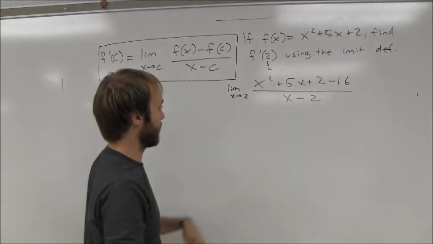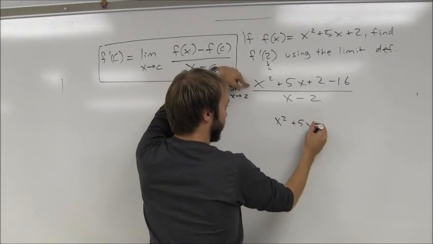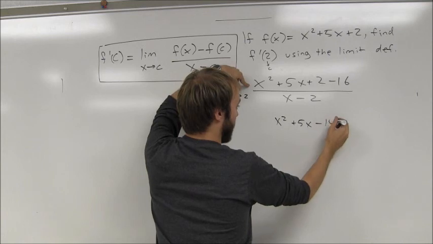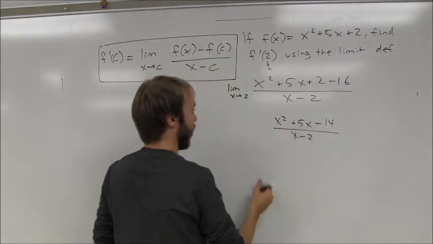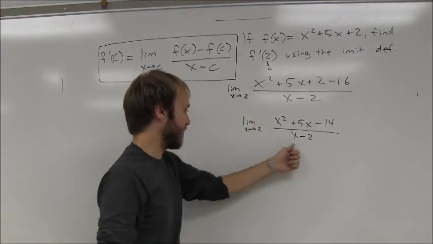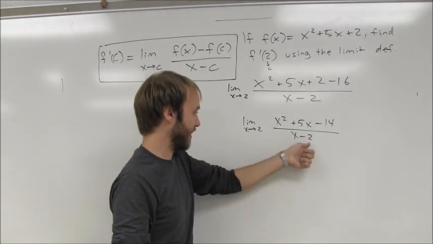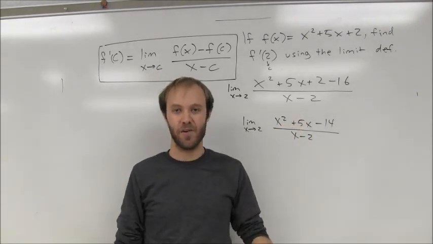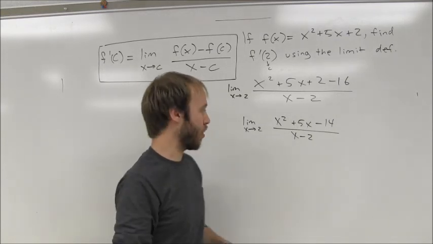So I can do a little bit of simplifying here. This is going to give me x squared plus 5x minus 14, all of this, over x minus 2. Still finding the limit here. You'll notice, if I substitute in a value of 2 right now, I get a denominator that's 0. In fact, I get a 0 over 0 indeterminate form. So I need to try to simplify this down, write it in a different form.